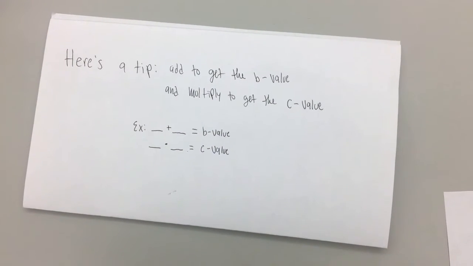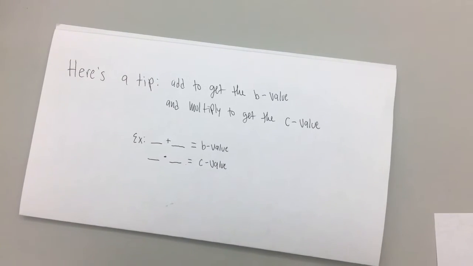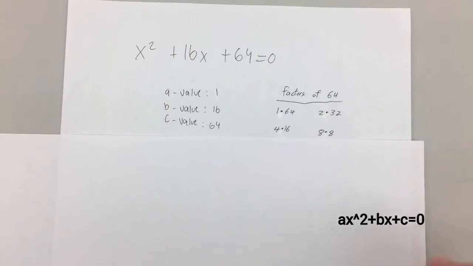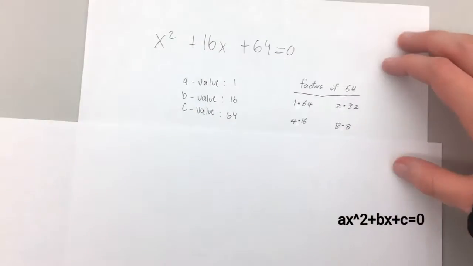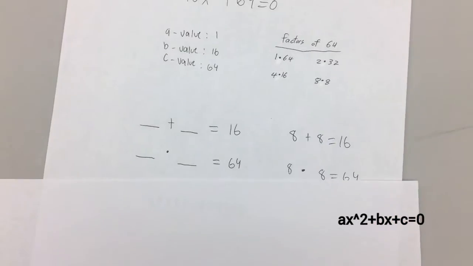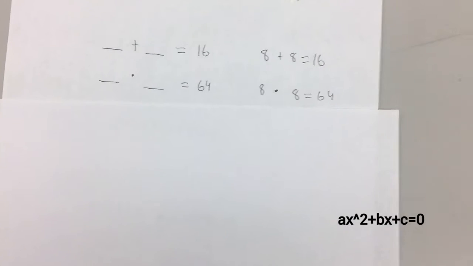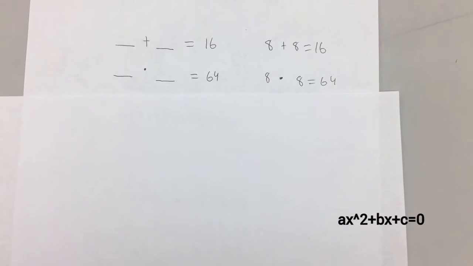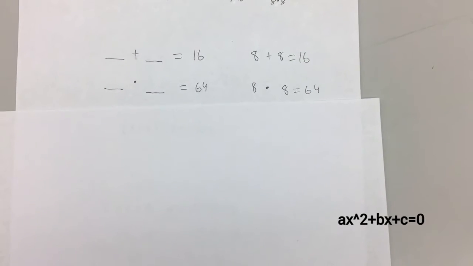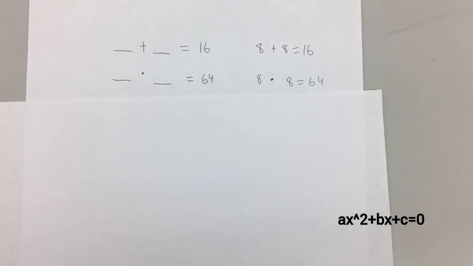Here's a tip. Add to get the b value and multiply to get the c value. And you can do this by factoring 64. From there, you can use 2 numbers to locate that special pair that would add up to 16. And if we look, it seems that 8 and 8 are a perfect fit since 8 times 8 is 64 and 8 plus 8 is 16. Wonderful! On to step 3.